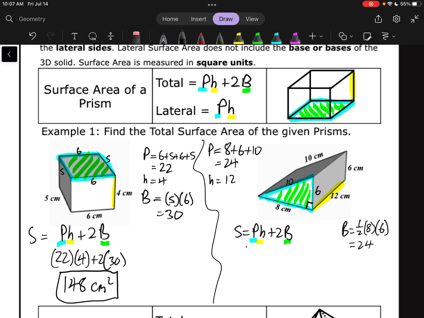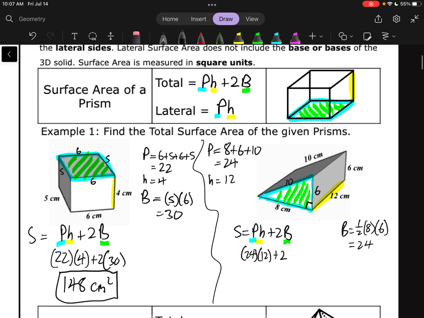So this is going to be 24 times 12 plus 2 times 24. So 24 times 12 plus 2 times 24 is, I'm getting 336 centimeters squared.